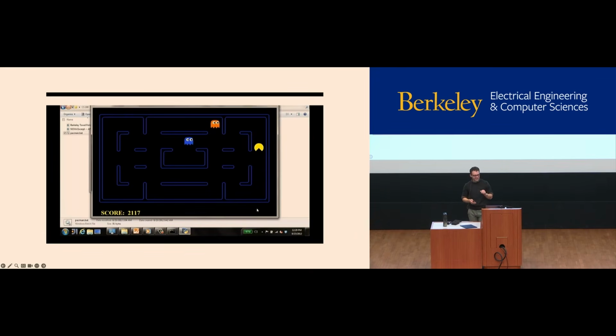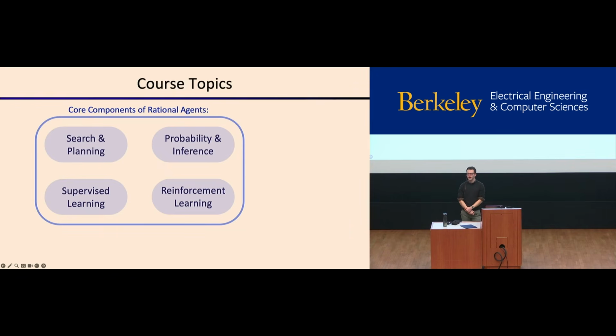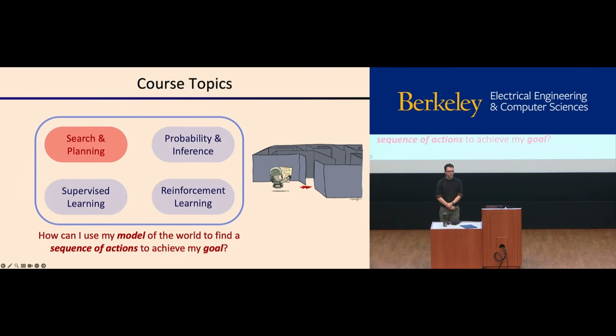So hopefully we can design agents that are as intelligent and as dexterous as this Pac-Man agent. To do that, we're going to rely on a couple of different components. These are the core components that we'll be featuring in this class. There are others, but these are the ones that we'll be focusing on.